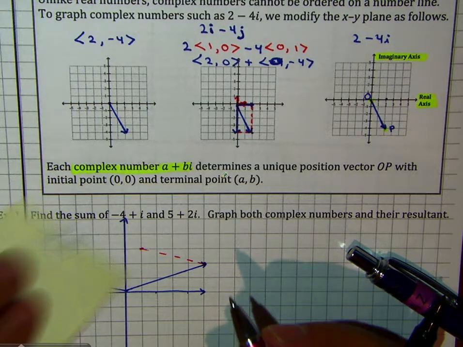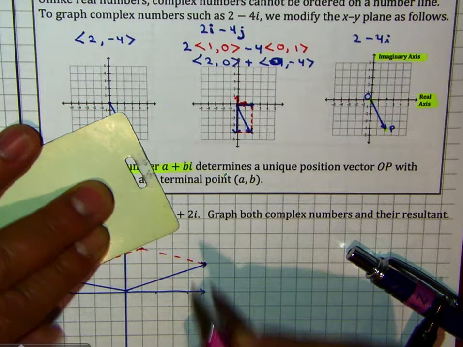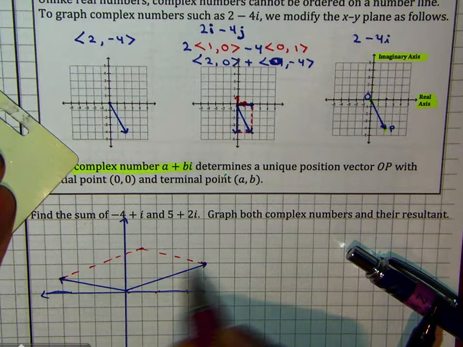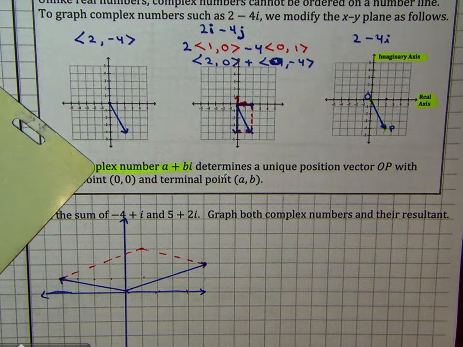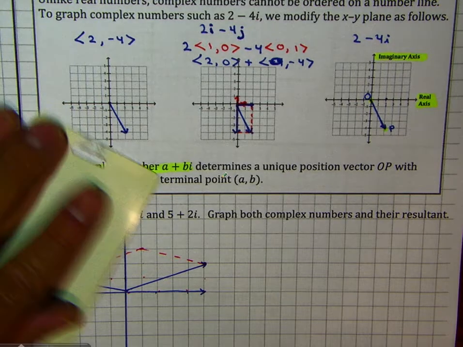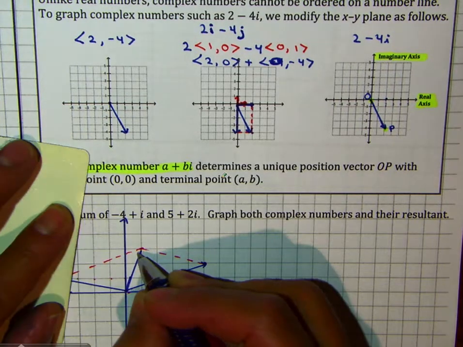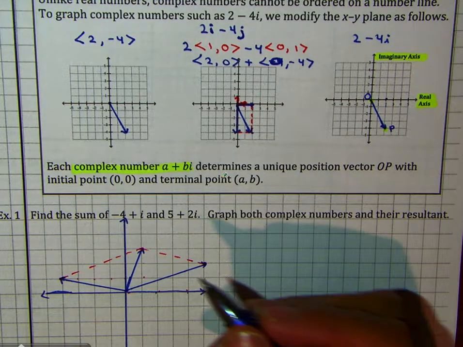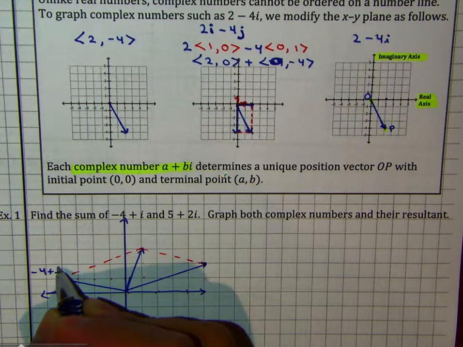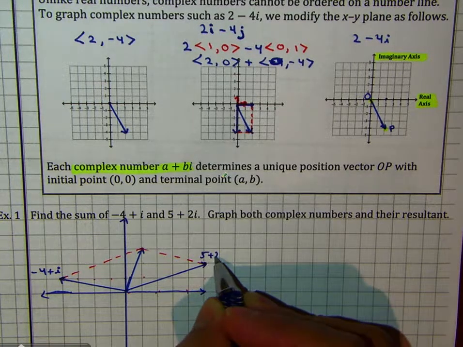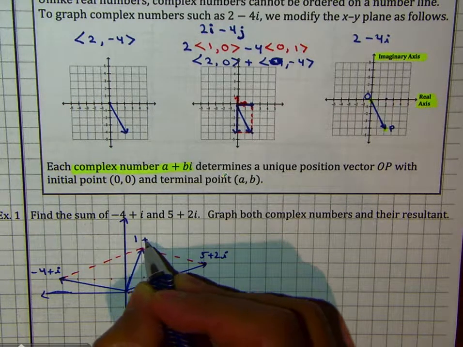And I'm going to do the same thing for this vector, or I can just connect them. Notice that either way is fine. I move to the right 5 and up 2. It should always match. Now your resultant vector, so this is going to be your resultant. And this is negative 4 plus i. This is 5 plus 2i. And this is 1 to the right and up 3. 1 plus 3i.